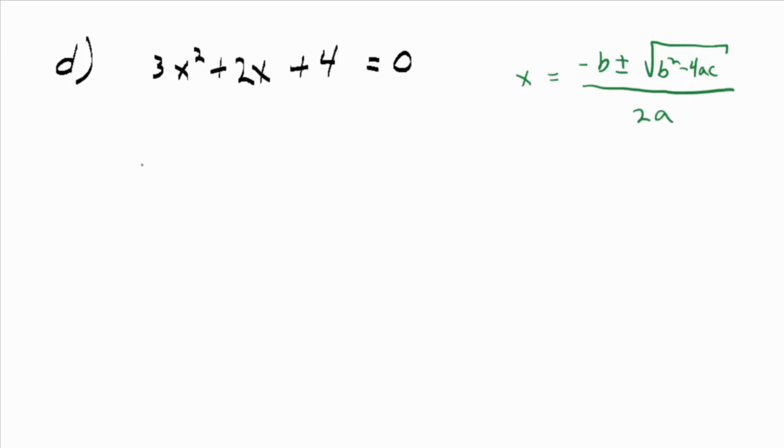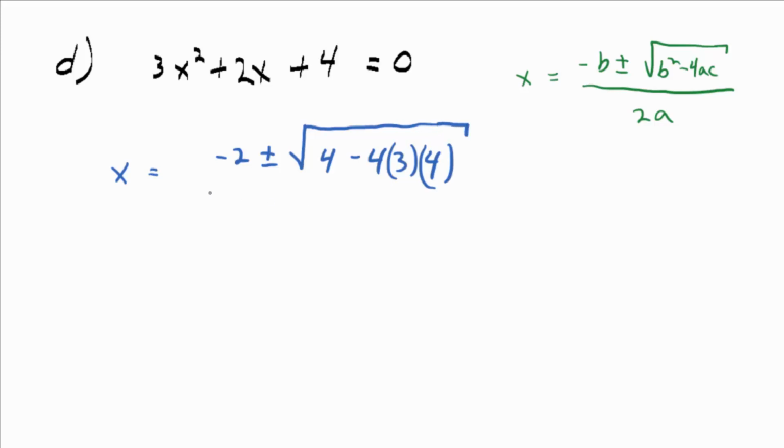Okay. Now let's just fill it in and simplify as much as we can as we go. So what's negative b? So x equals negative 2. That's the opposite of b. Plus or minus b squared. What's b squared? 2 squared is 4. Minus 4 times a times c. What's a? 3. What's c? 4. And underneath, all over 6. 2 times a is 6.